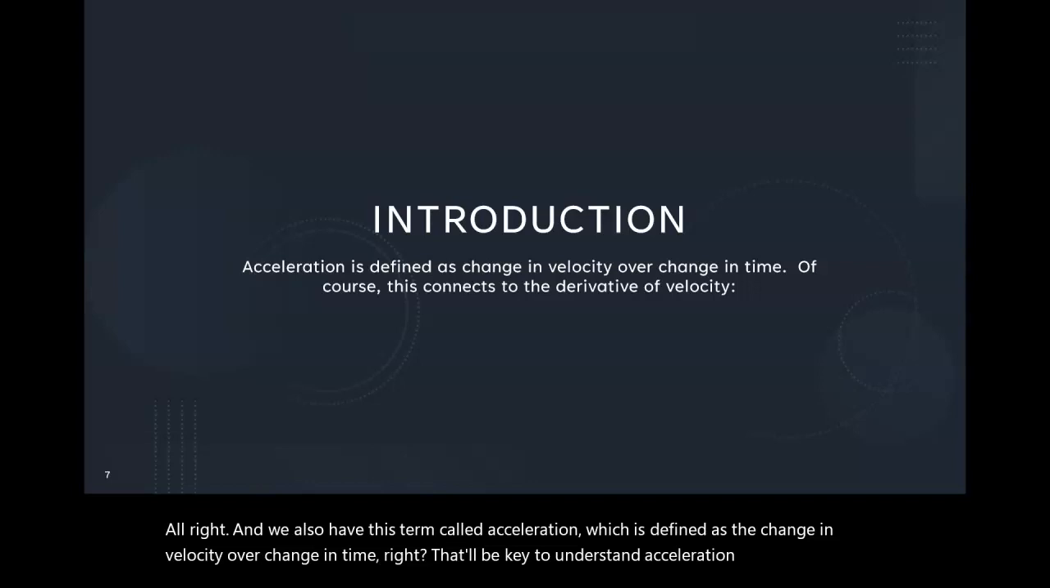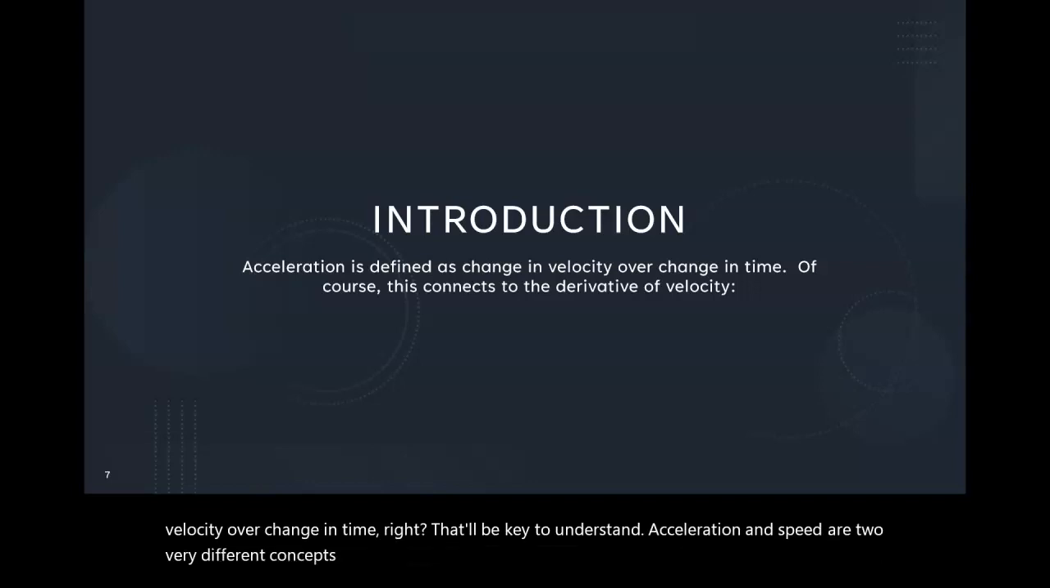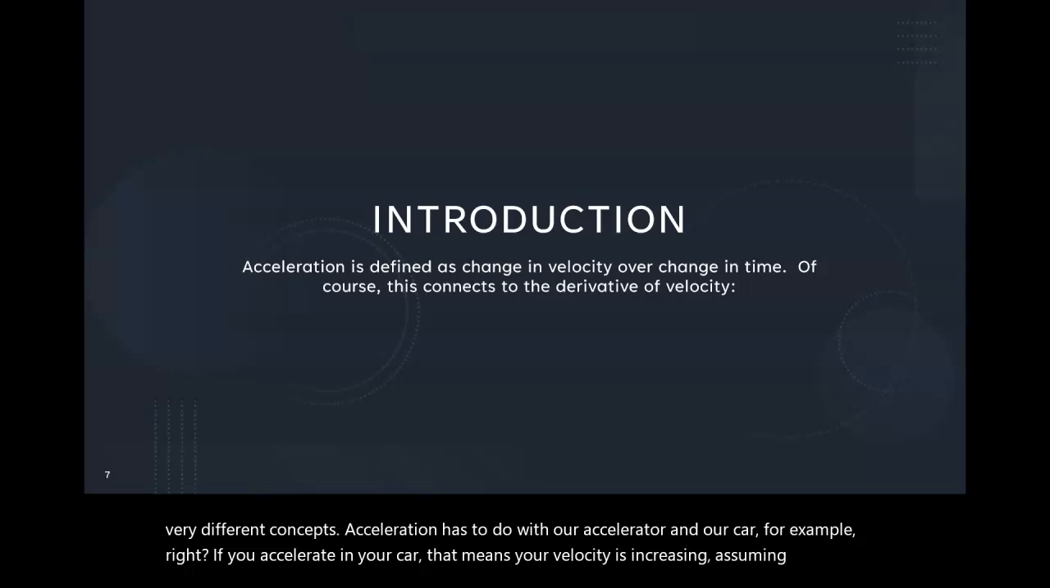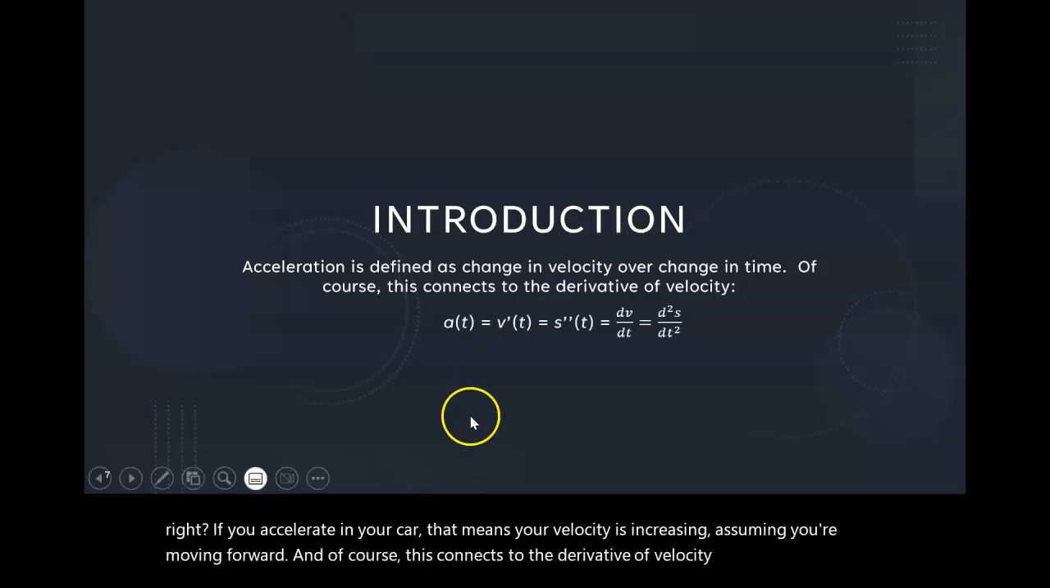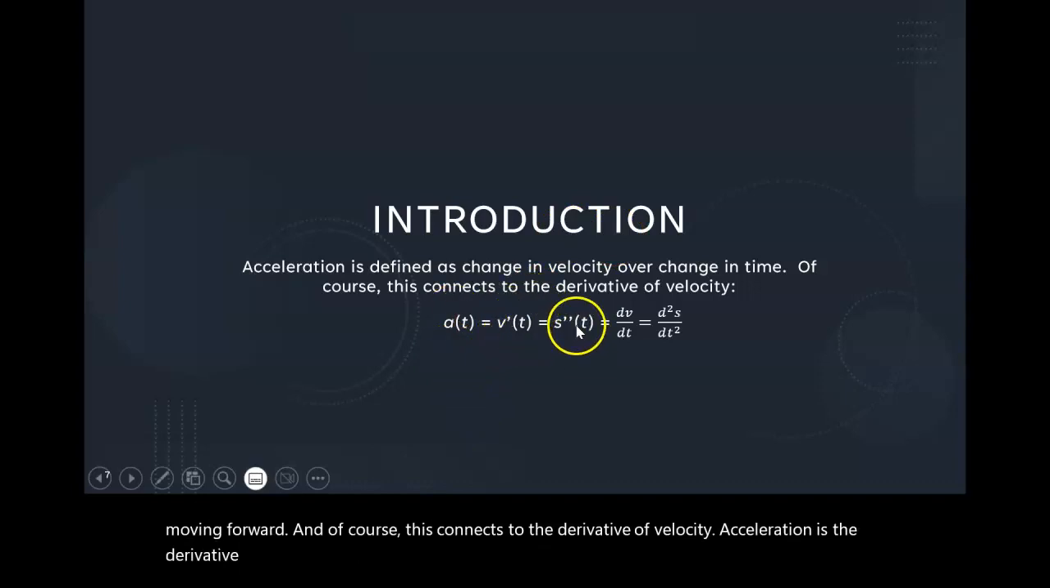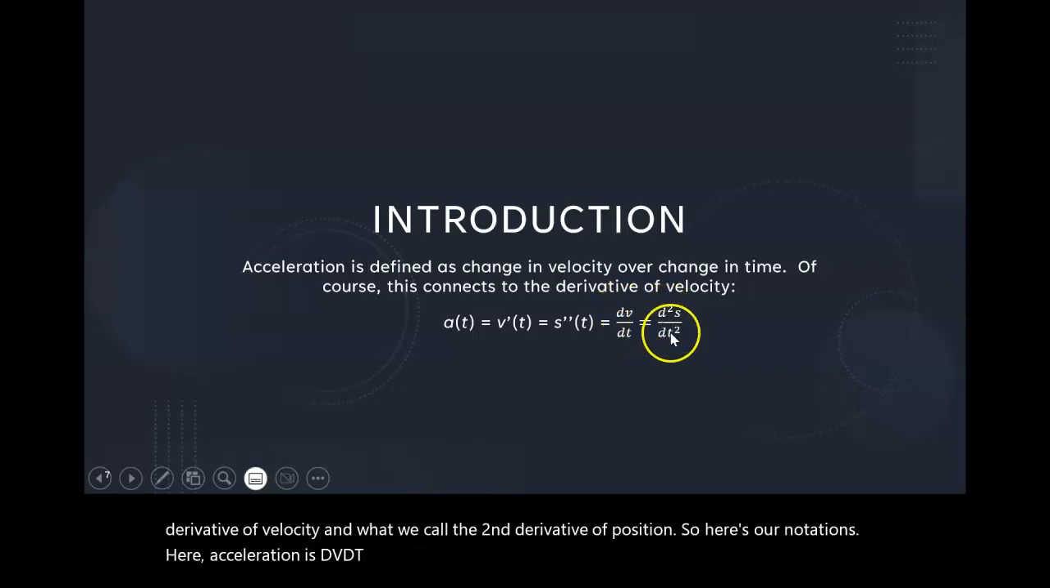Acceleration and speed are two very different concepts. Acceleration has to do with our accelerator in our car, for example, right? If you accelerate in your car, that means your velocity is increasing, assuming you're moving forward. And of course, this connects to the derivative of velocity. Acceleration is the derivative of velocity and what we call the second derivative of position. So here's our notations here. Acceleration is dv dt. It's also the second derivative of s with respect to time twice.